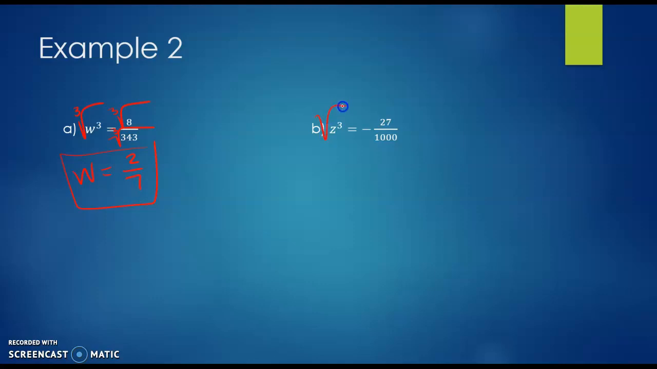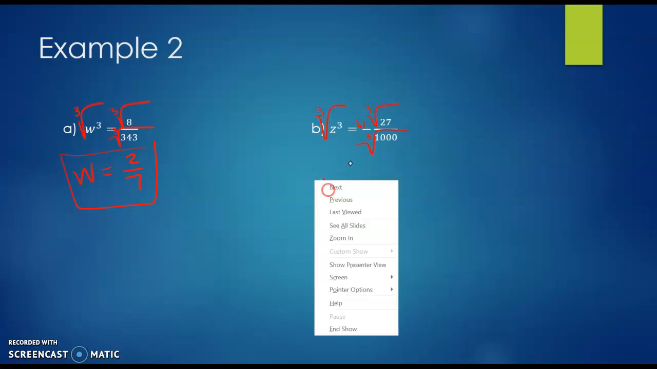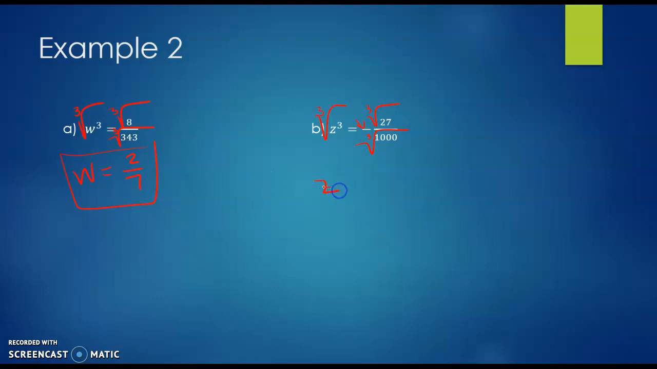And then same thing here, cube root top, cube root bottom. Keep in mind that this was negative, so I'm going to have z equal to negative, and then the cube root of 27 is 3, and the cube root of 1,000 is 10. And so z is negative 3/10.